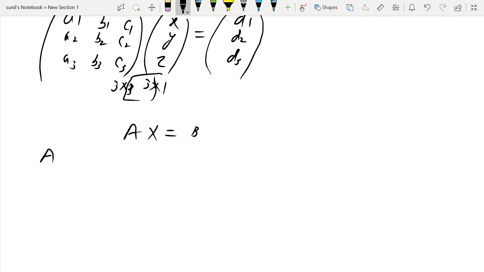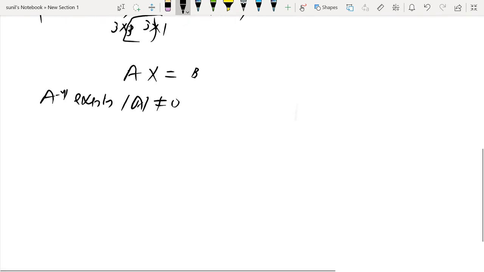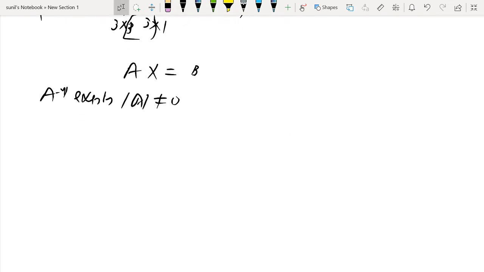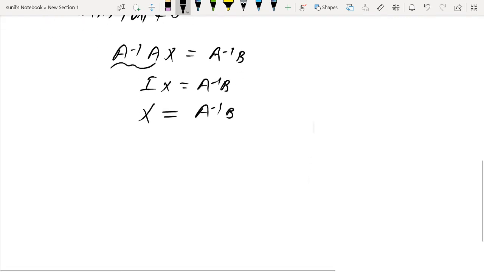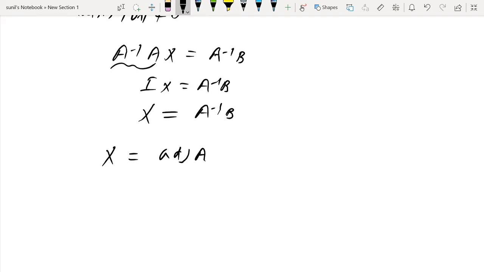Suppose A inverse exists, that is, determinant of A is not equal to 0. Then multiplying both sides by A inverse, A inverse into A is the identity matrix. So my matrix X is A inverse of B. So your X will be equal to adjoint of A by determinant of A into B.